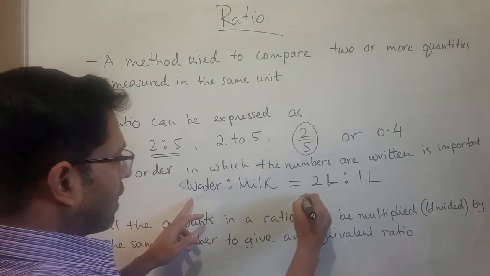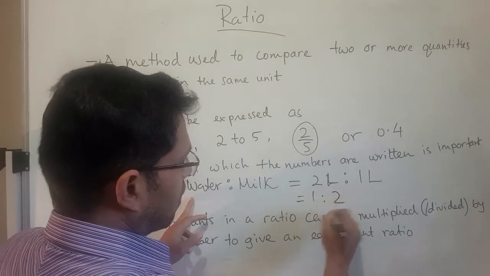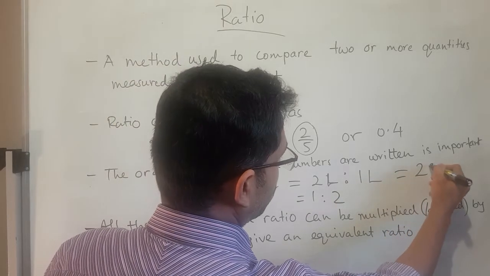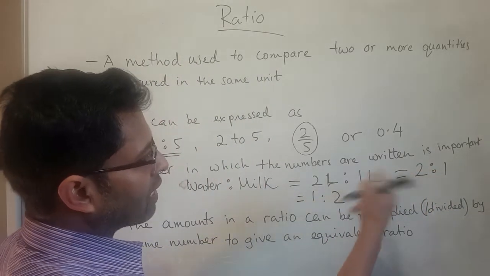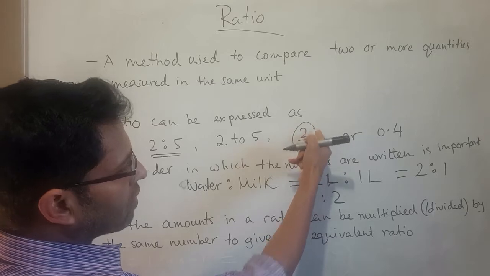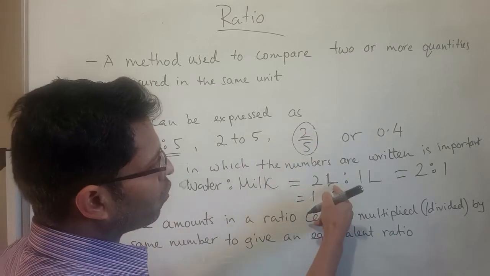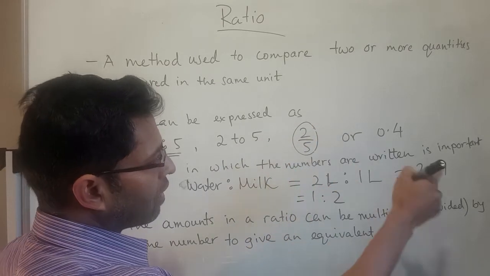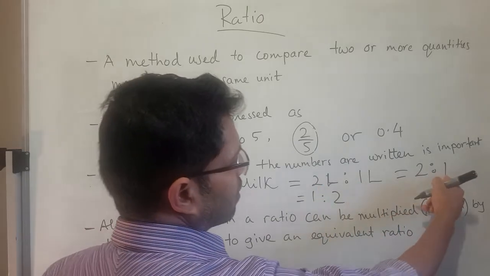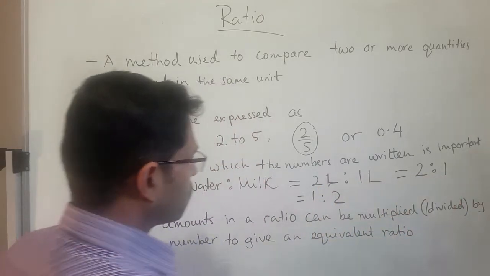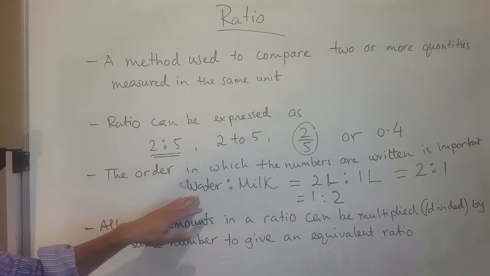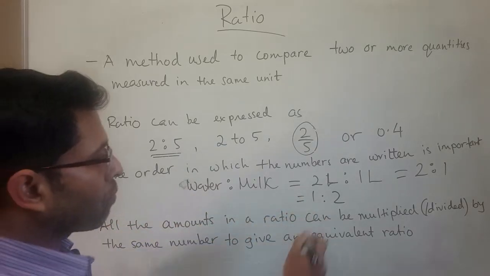But if I write 2:1, because L can cancel each other. As I said, you can cancel similar units on both sides. So 2 liter divided by 1 liter, L is cancelled. So it is simplified as 2:1. But if I say it is 1:2, then it's completely different.